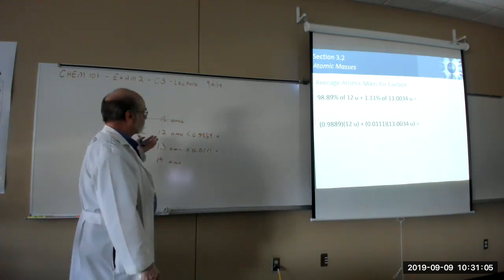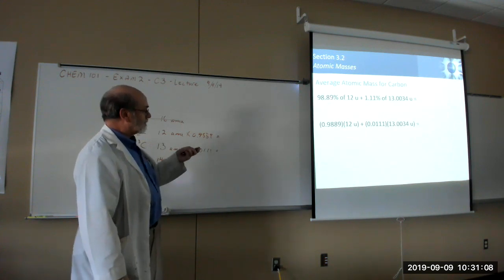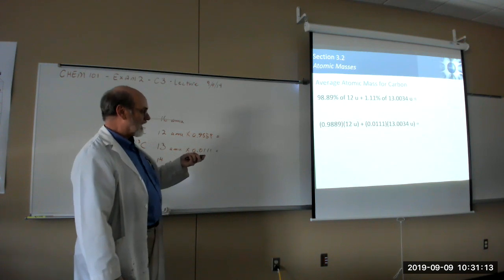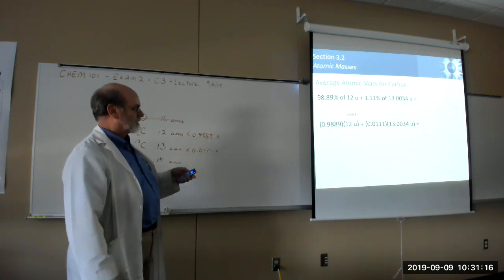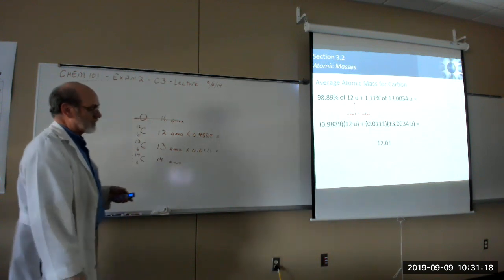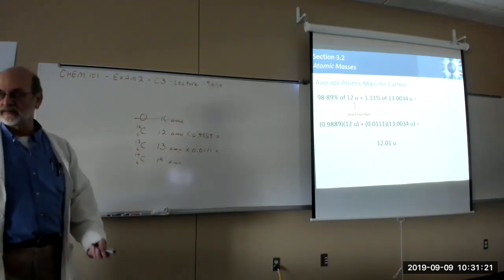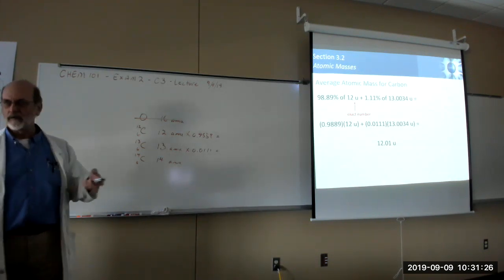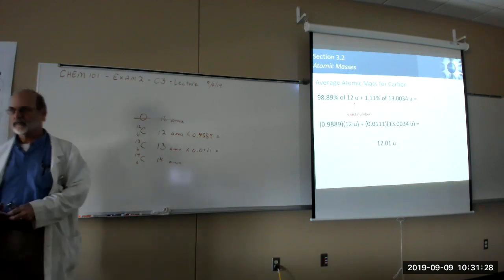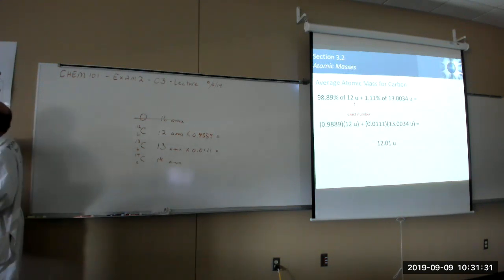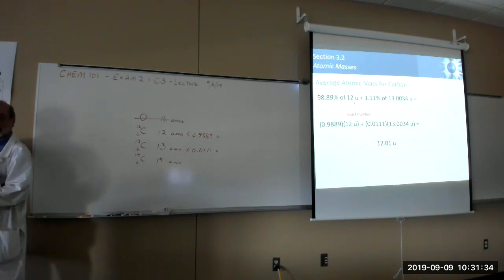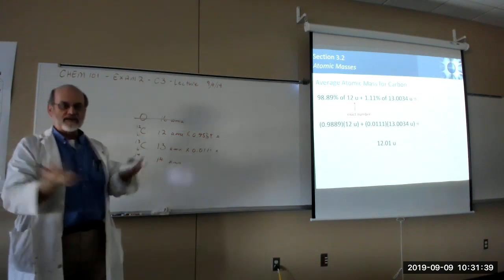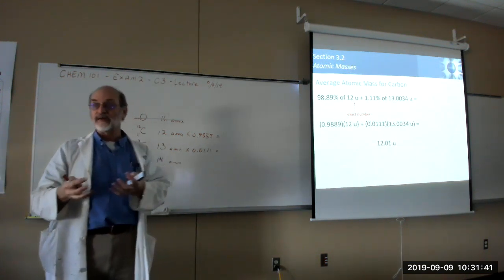So if we multiply that percentage, actually the decimal value, times that one, and add them together, we get a value that's about 12.01 atomic mass units. Sometimes they abbreviate it with just a U. It means the same thing as AMUs. So that's why this value here is 12.01 and not 12, because you're incorporating all of the isotopes that are naturally occurring and their abundances.